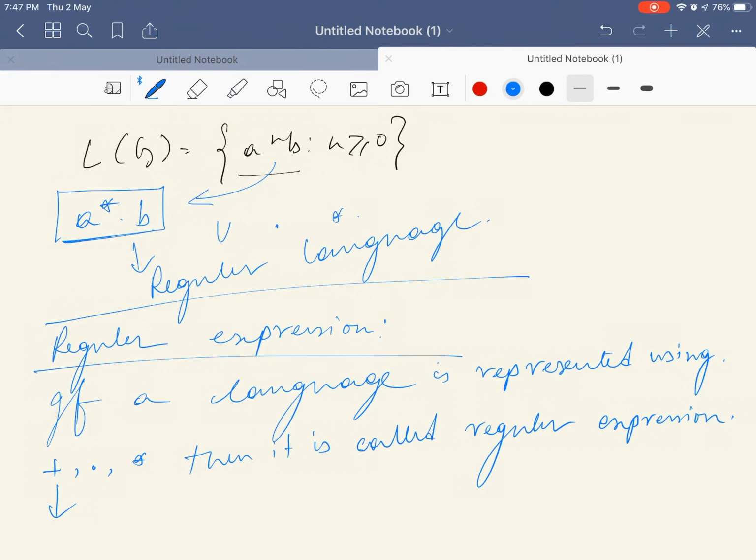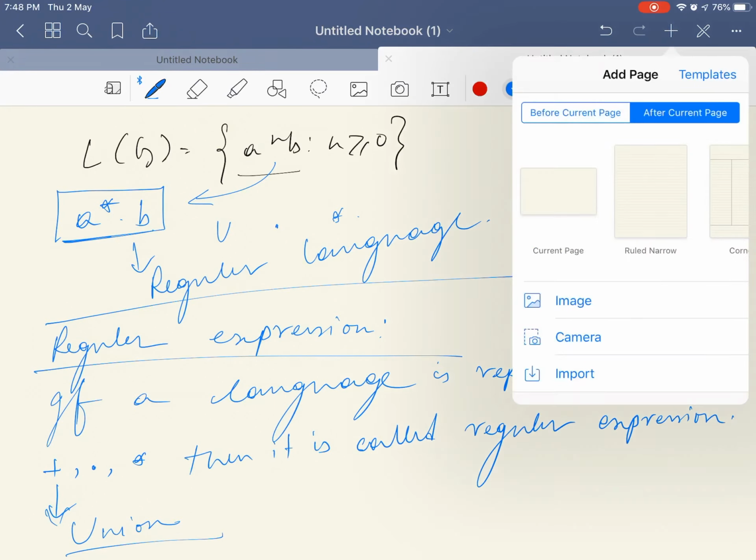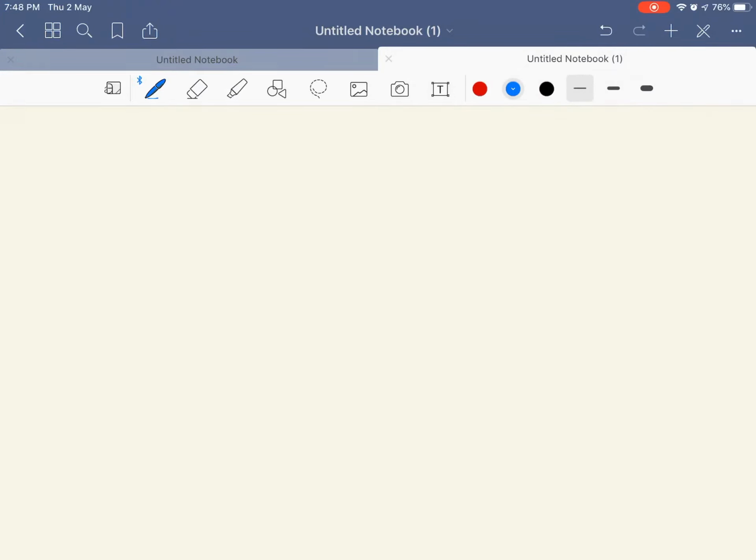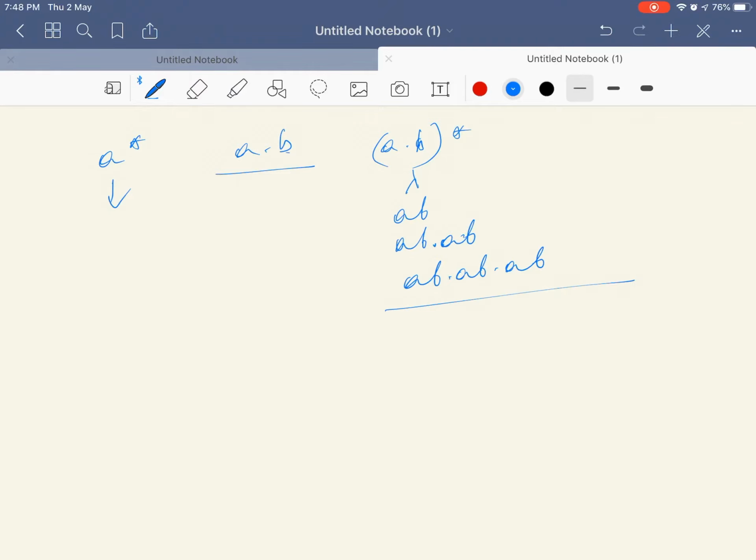Here plus is actually union. That means either one occurrence of a or one occurrence of b must appear. Right now if I represent a star, that is clear, that is the Kleene star. If I represent a dot b, that means a followed by b. Now if I represent (a dot b) whole star, what does it mean? That means lambda occurrence of ab, or one occurrence of ab, or two occurrences of ab, one ab followed by another ab, in between them there is a dot, or ab dot ab dot ab, that is multiple occurrences of ab. So that is represented by (ab) star.